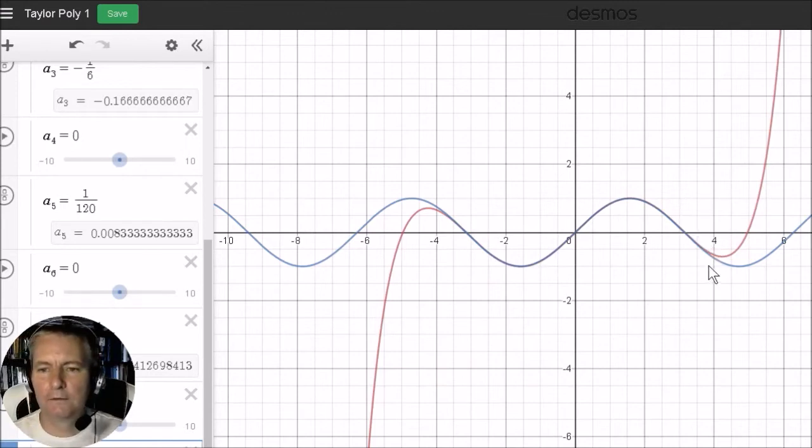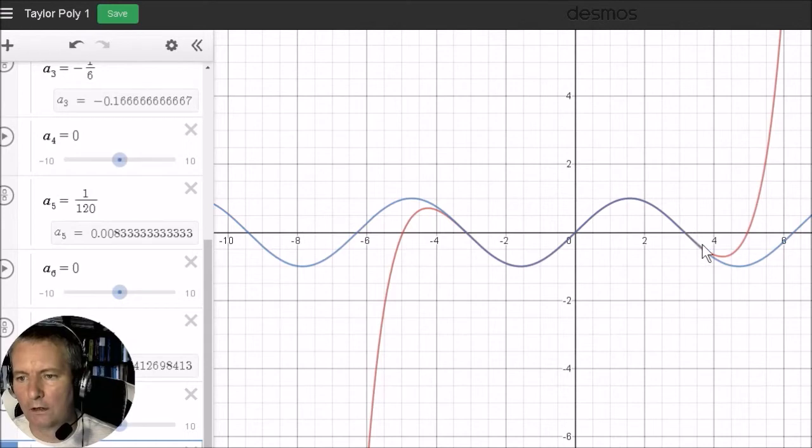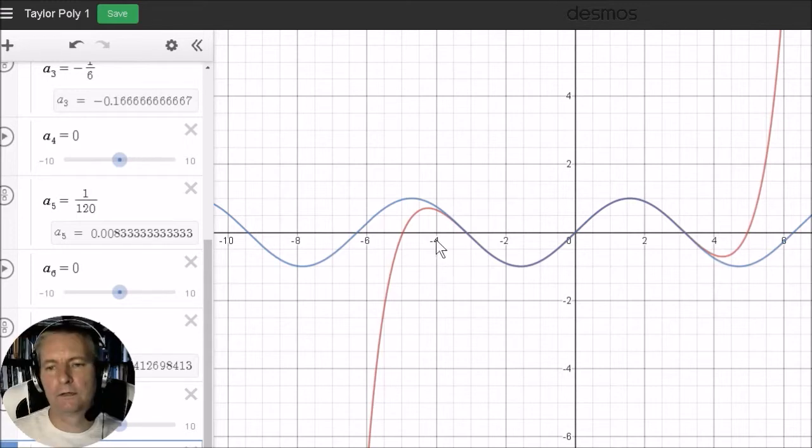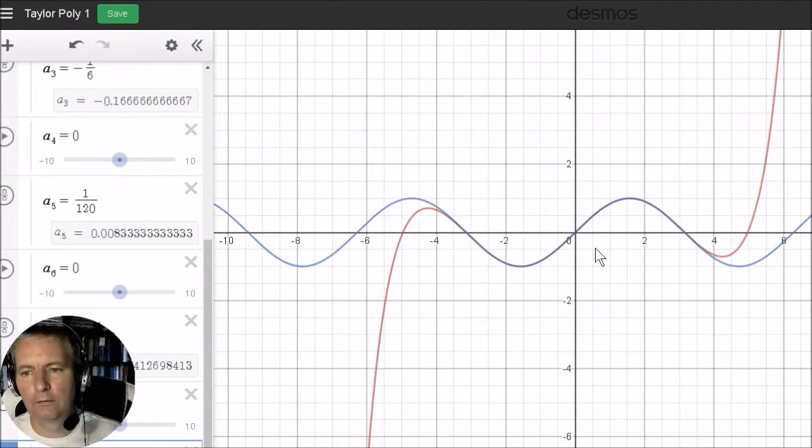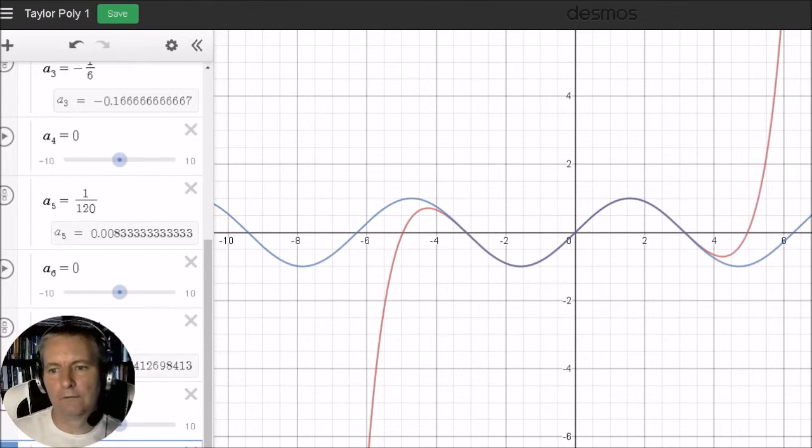You can see that our approximation works quite well up to round about 4, in radians, and -4. Now if we keep adding in more and more terms, the approximation of the sine function becomes more and more accurate the further away from the origin that we go. So you can see that this does work, and it's working quite well.